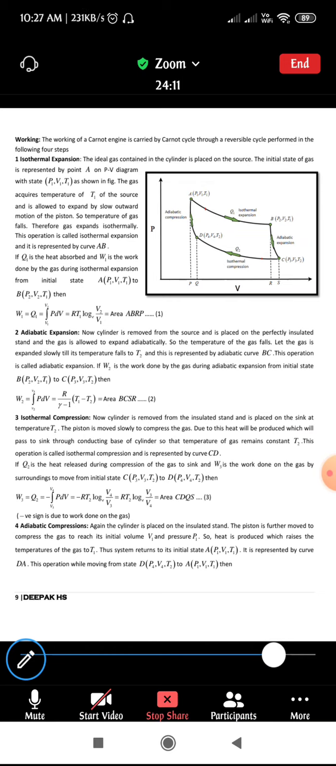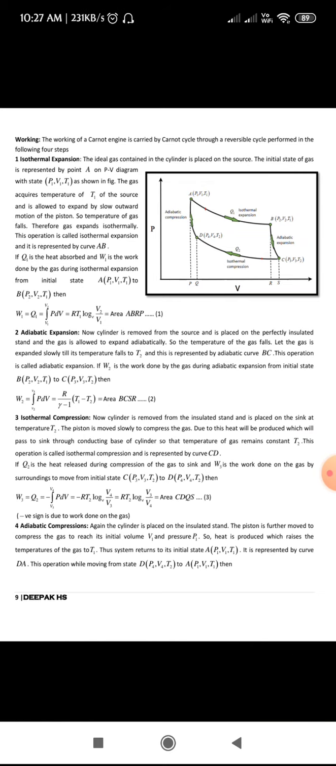Now the cylinder is removed from the source and placed on the perfectly insulated stand, and the gas is allowed to expand adiabatically. So the temperature of the gas falls. Let the gas expand slowly till its temperature falls to T2, and this is represented by the adiabatic curve BC. This operation is called adiabatic expansion. If W2 is the work done by the gas during adiabatic expansion from B to C, that is from P2 V2 T1 to P3 V3 T2.